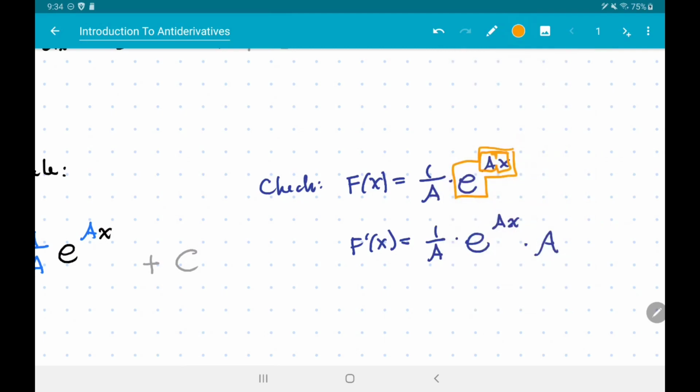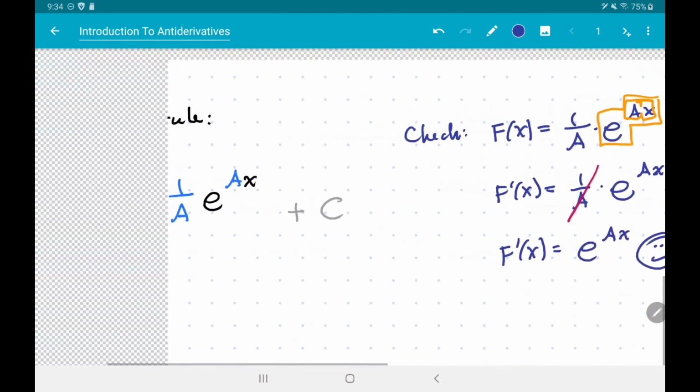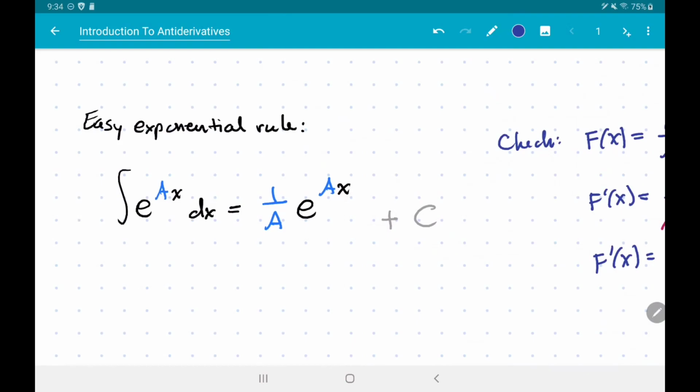And now you can see, I hope, that the point of putting the 1 over a here is so that it cancels out with that a that comes out of the chain rule. So we end up with just f prime of x equal to e to the ax, and we're happy. So that is checking the easy exponential rule.